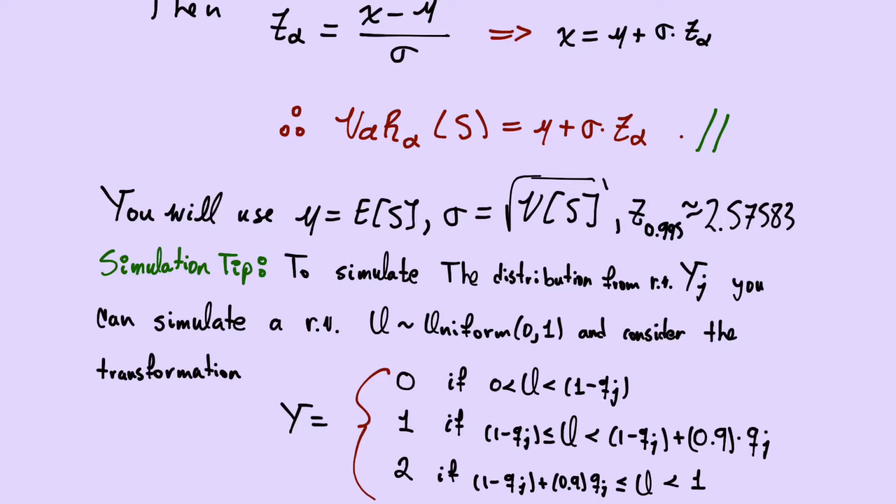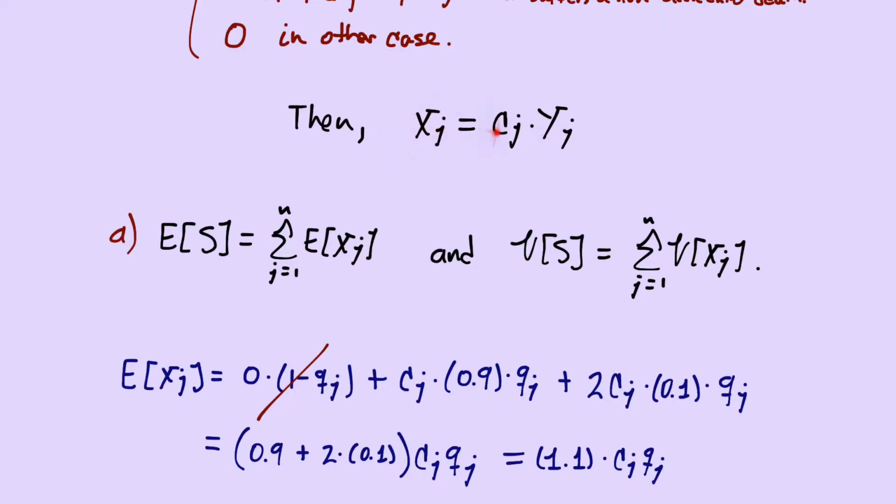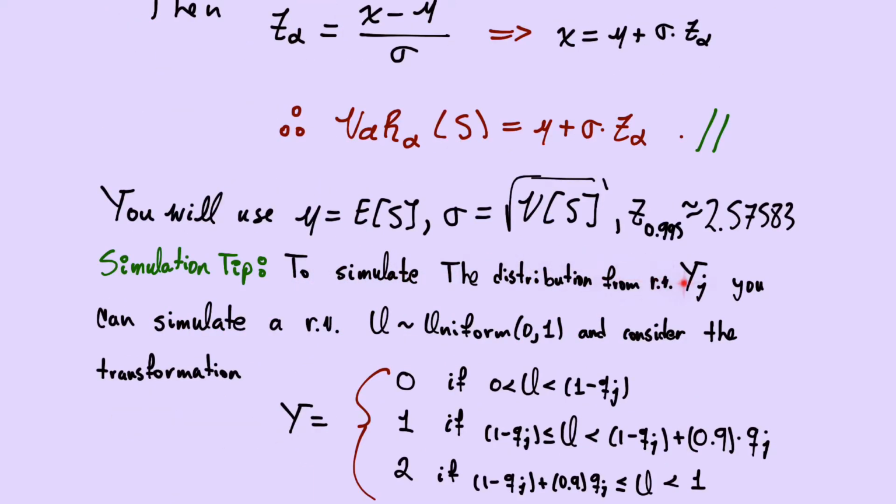And now, to end this session, we can quickly see this little simulation tip. If we want to simulate S, we have to simulate the random variables xj, and to simulate that we can use this. We can remember that we can write xj in terms of cj and another random variable yj. So to simulate the distribution of the random variable yj, you can simulate a random variable u with a uniform distribution between 0 and 1. This is very easy in a lot of computer programming languages; it is a very easy command.